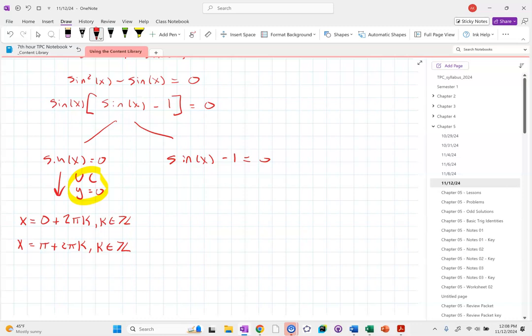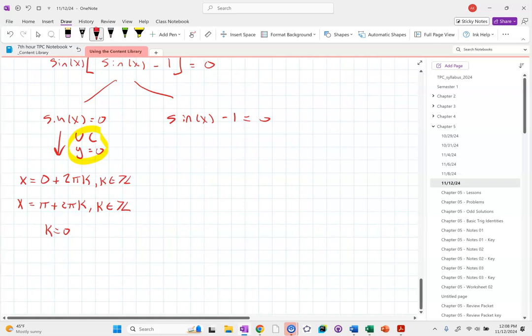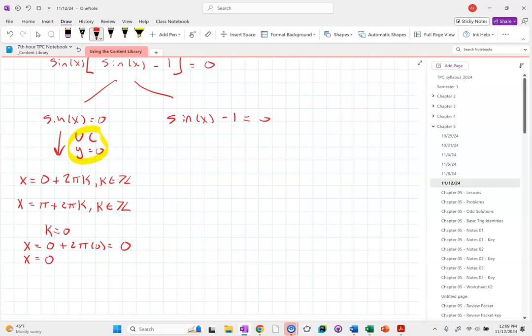And now I'm going to start enumerating solutions. So if k equals 0, I get 0 for my one solution. And I get pi for the other, right? Are both of those between negative 4 pi and 2 pi? Yes. So I'm going to keep both of those.